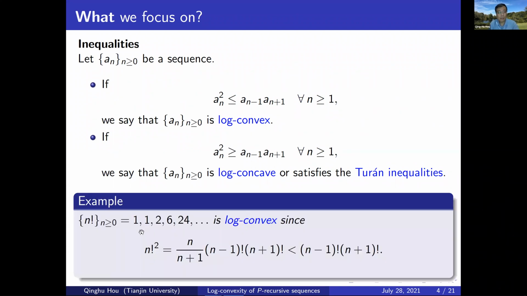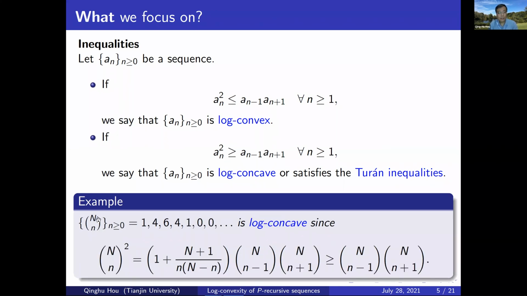Here is a simple example. The first few terms of n factorial are 1, 1, 2, 6, 24. And we can see the square of 2 is 4, which is less than 6. And the square of 6 is less than 2 times 24. So the sequence is in fact log convex. We can prove it by this one line. Since the square is n divided by n plus 1 times the previous one times the next term, it's less than this one, and the sequence is log convex.